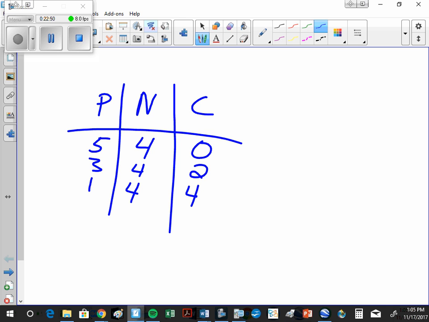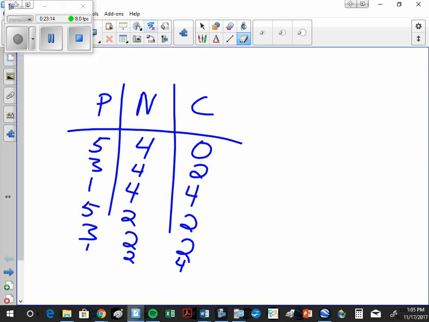Now I would switch to a 2 in the middle. 5, 2, 2, or 3, 2, 2, or 1, 2, 4. Or wait, 5, nope, sorry. This should be 4 and this should be 6. Okay, are there any more?